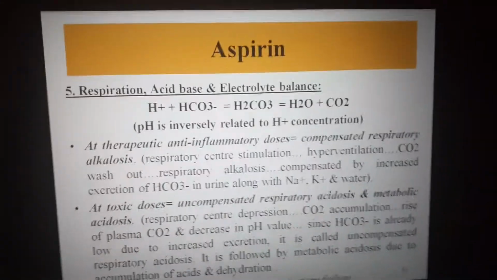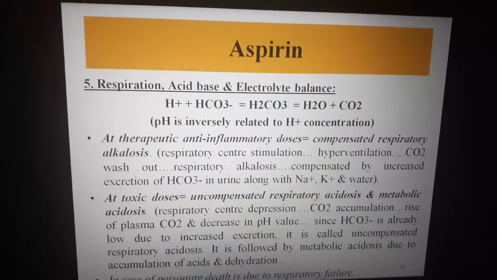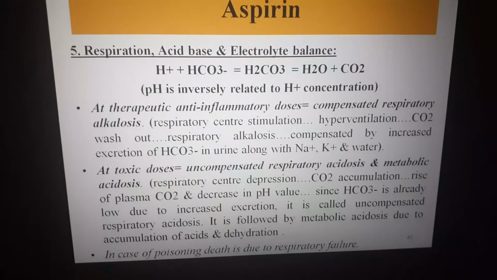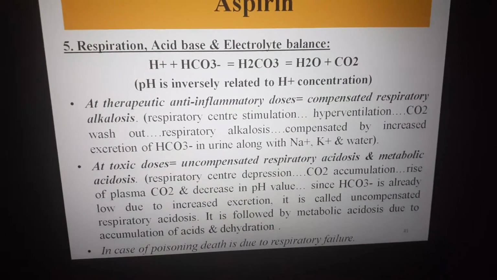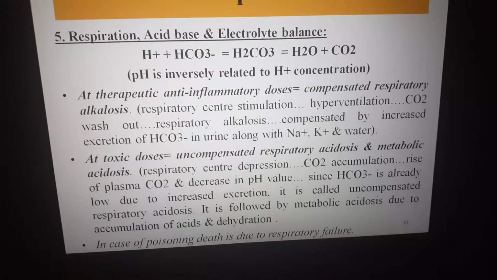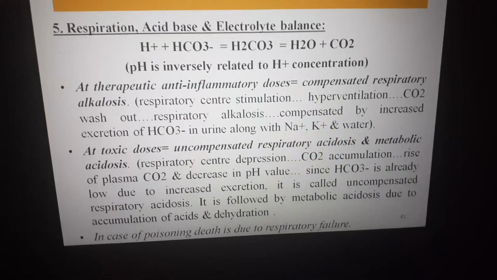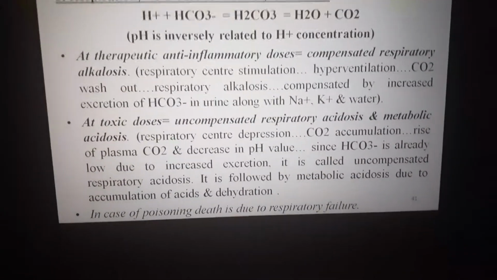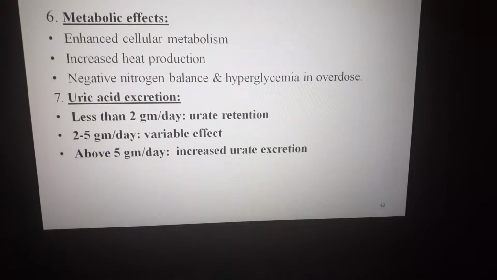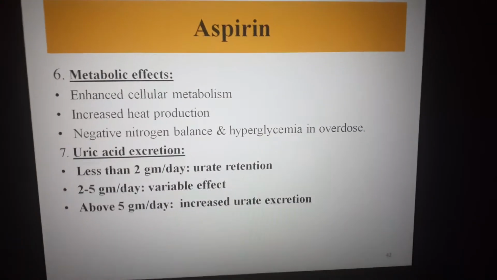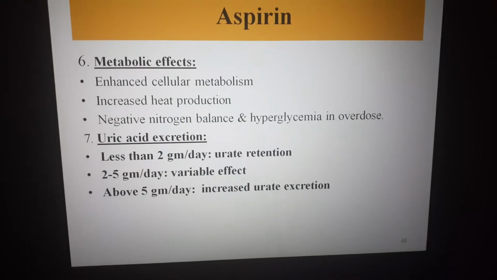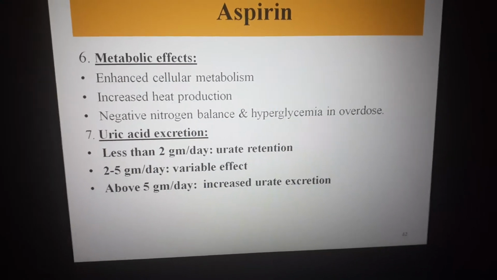Then respiratory acid-base balance and electrolyte balance. Aspirin at therapeutic anti-inflammatory doses produces compensated respiratory alkalosis, but at toxic doses it produces uncompensated respiratory acidosis and metabolic acidosis. And in case of poisoning, death is due to respiratory failure. Metabolic effects of aspirin include enhanced cellular metabolism, increased heat production. Therefore, in case of aspirin intoxication, there is hyperpyrexia.